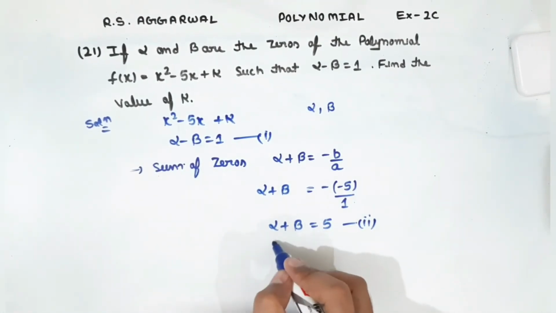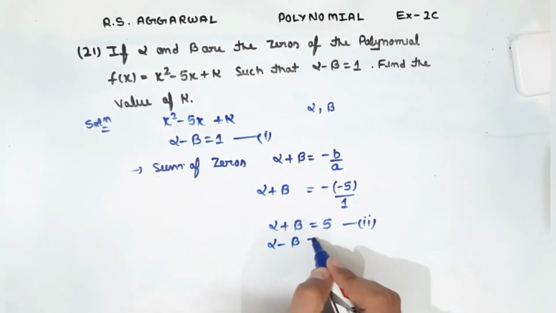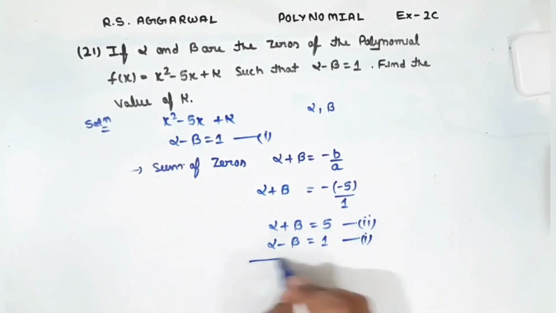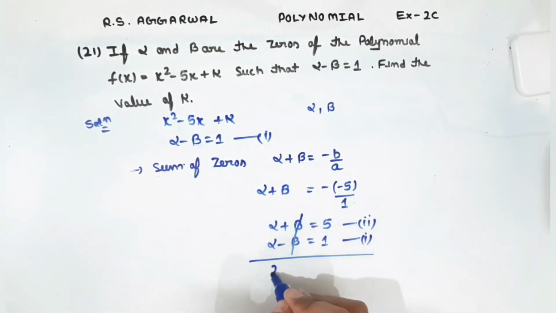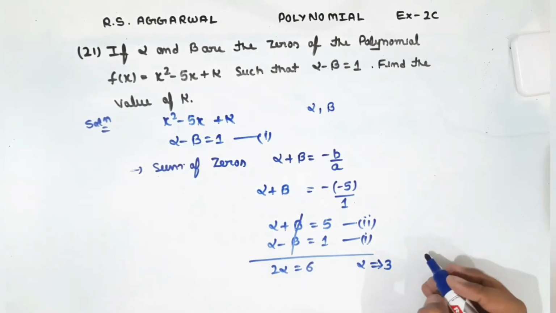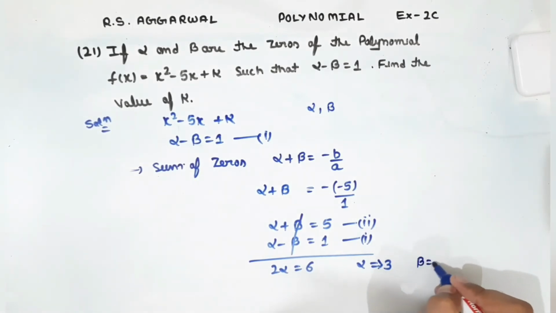And alpha minus beta equals 1 is our equation second. On adding these two equations, beta will be cancelled out. 2 alpha will be equal to 6. So from here, alpha will be equal to 3. If alpha is 3, then beta will be equal to 2.